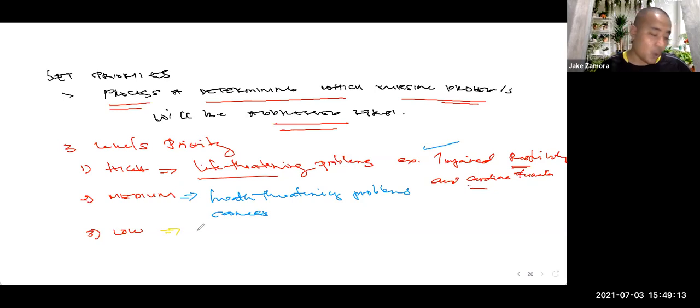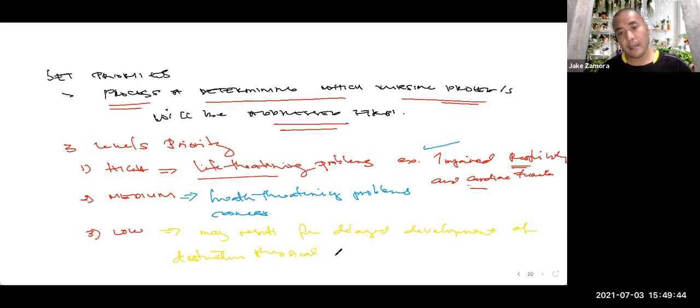Now, ano yung low? Ito namang low na to, low priorities, this may result from delayed development or cause destructive physical and emotional stress or changes. Okay. Now, guys, so yan. So these are the different types of priorities. So pag ang nakita nyo, the patient is experiencing a life-threatening event already, then you have to go to high priority. Yan lagi yung unahin nyo.